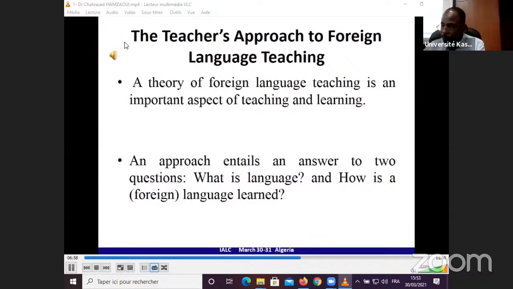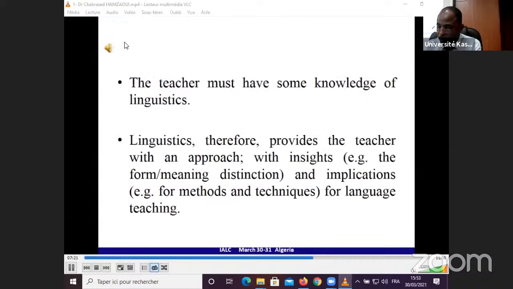The theory of foreign language teaching is therefore an important aspect of teaching and learning. It is generally agreed that what happens in the classroom will actually determine the success of teaching. An approach entails an answer to two questions. First, what is language? Second, how is a foreign language learned? For principled answers to these questions, the teacher must return to linguistic theory. He must have some knowledge of linguistics. Linguistics, therefore, provides the teacher with an approach with insight, for example, the form, meaning, distinction, and indications, from methods and techniques for language teaching.